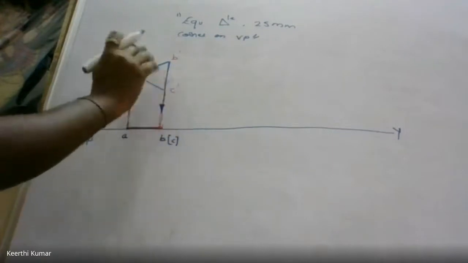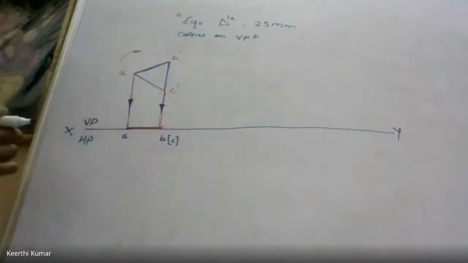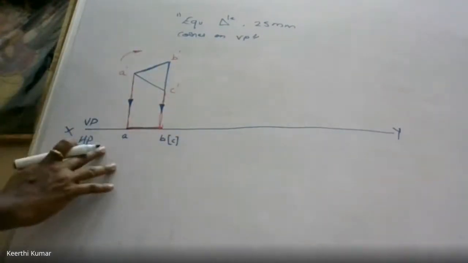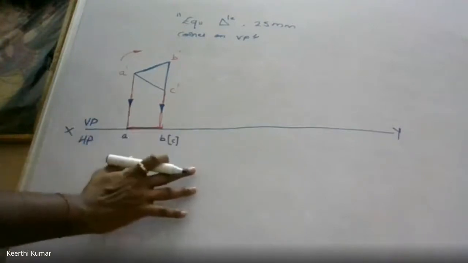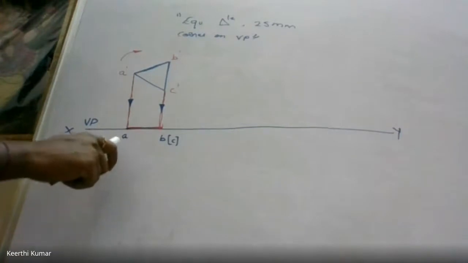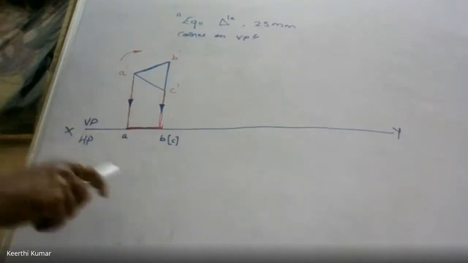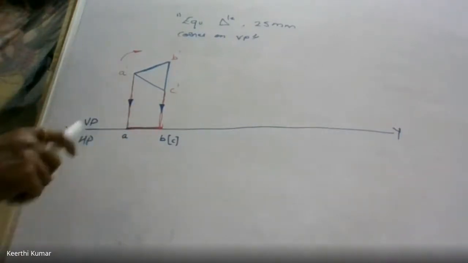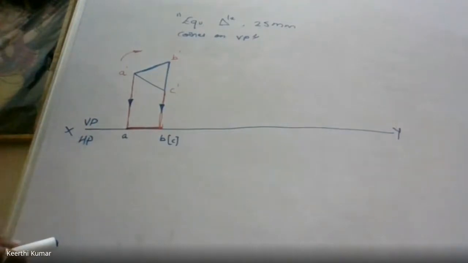Clear? This completes the first position, front view and top view. I hope you understood what we are doing. Next, I'll go with the next position. The lamina is resting on which plane? Now, the lamina is resting on VP. So first, you satisfy the condition with respect to VP. What is the condition with respect to VP? Can anybody tell what is the condition with respect to VP?